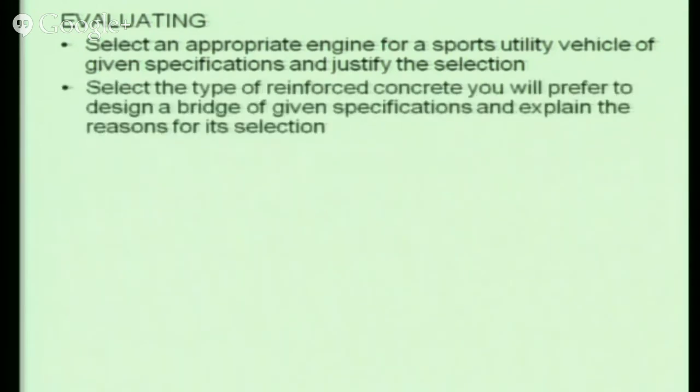this involves the ability to evaluate. So here you can see: select an appropriate engine for a sports utility vehicle of a given specification and justify the selection. When a person is able to select an engine for a given automobile and is able to give reasons why that particular engine has been selected, that means he has acquired the ability to evaluate.